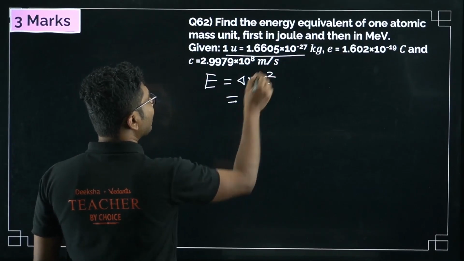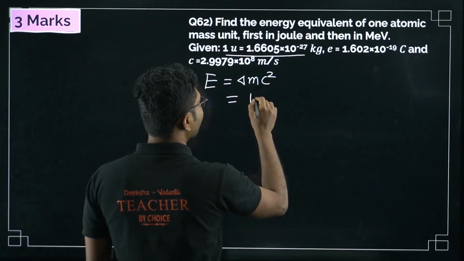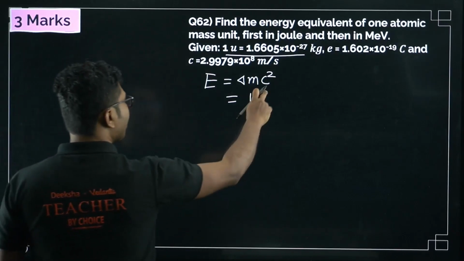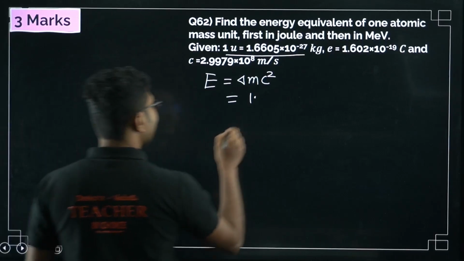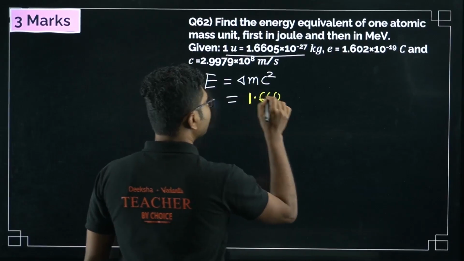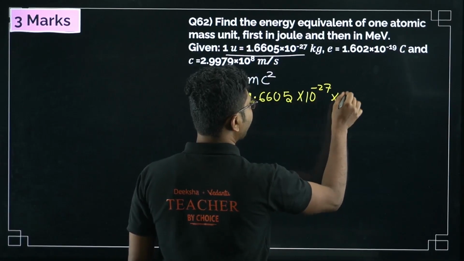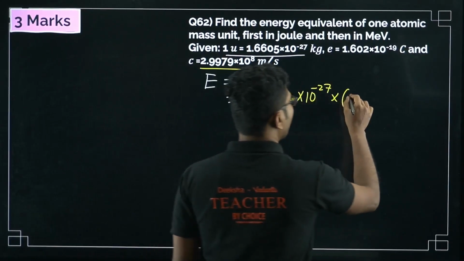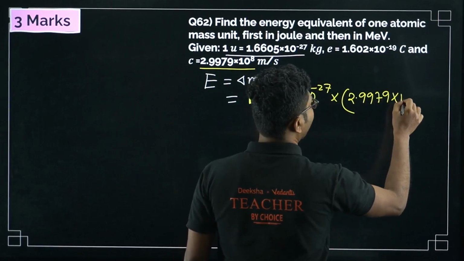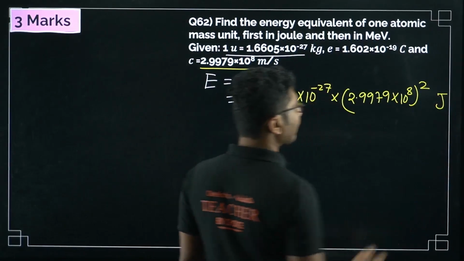So what you are doing, you are destroying this much mass and you are trying to find the energy. First is obviously in joules. When you are calculating in joules, basically what you have to do is multiply all these constants using the calculator. So 1.6605 into 10 to the power of minus 27 into c square. c square is 2.9979 into 10 to the power of 8 whole square. This will be in joules. Whatever value you get, that will be in joules.